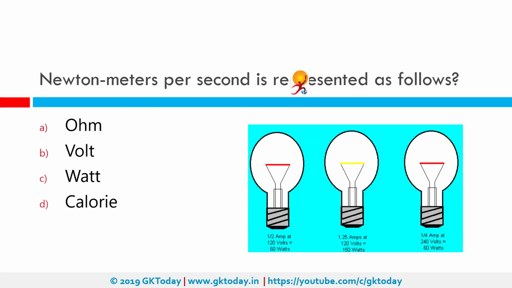Newton meters per second is represented as following. Correct answer is watt. 1 watt is the rate at which work is done when an object is moved at a speed of 1 meter per second against a force of 1 Newton.